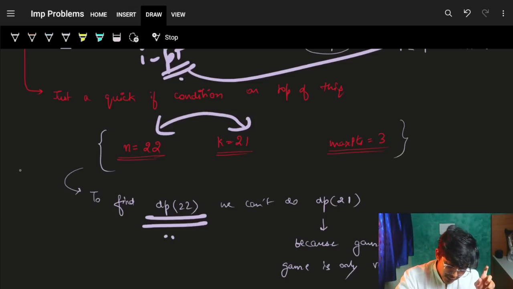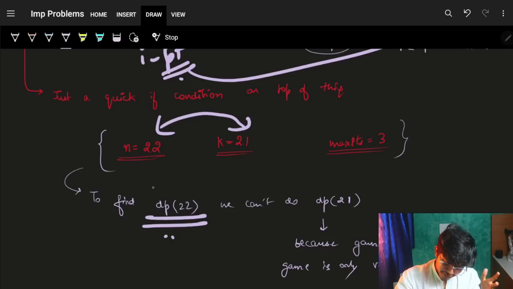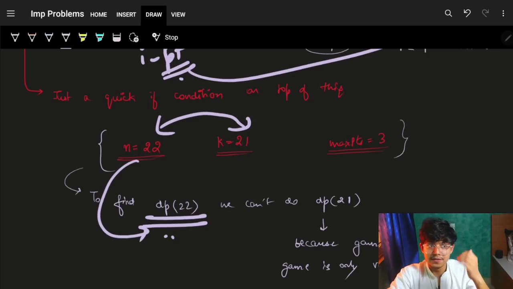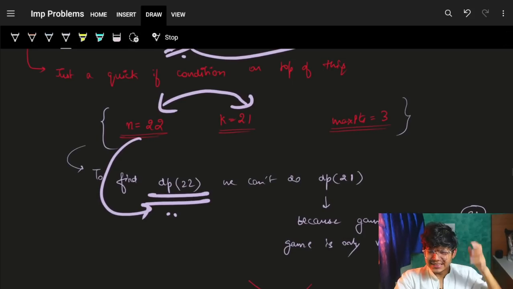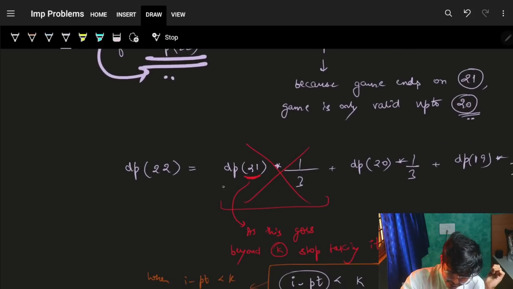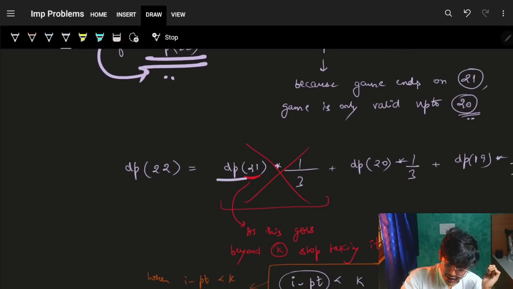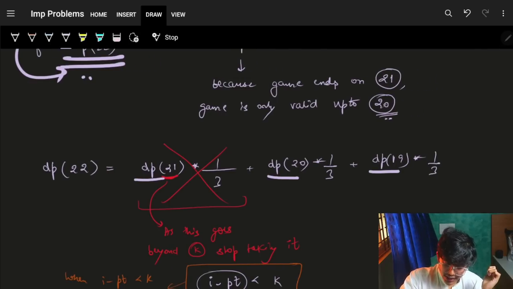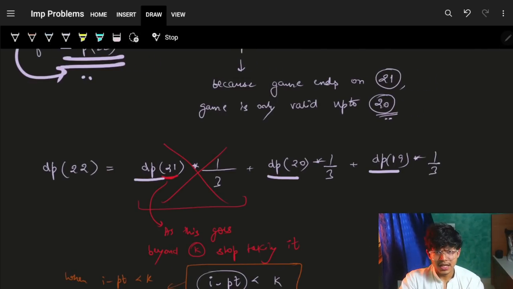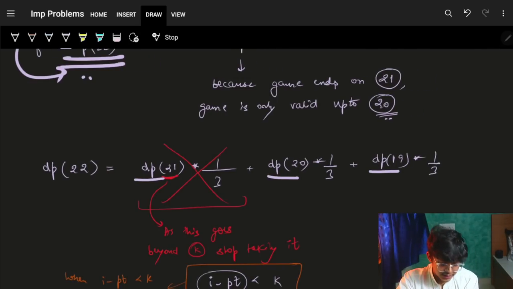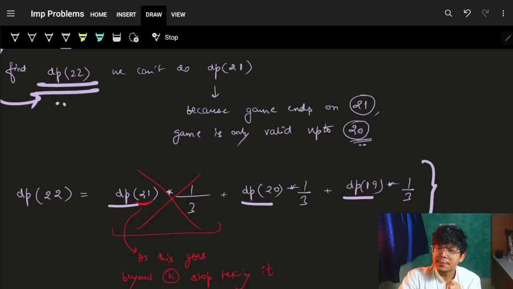Which means ultimately I have to find the probability from K to N. If I just take an example of finding the probability of 22 points, then by the simple recurrence relation, I would have grabbed DP of 21 into 1 by 3, DP of 20 into 1 by 3, and DP of 19 into 1 by 3. I would have done that, but you remember what was the meaning of this?